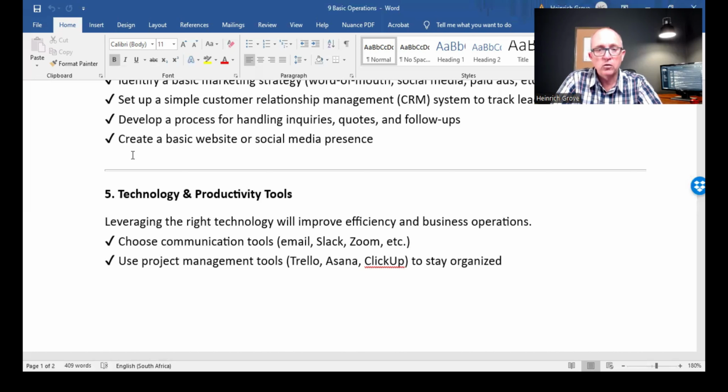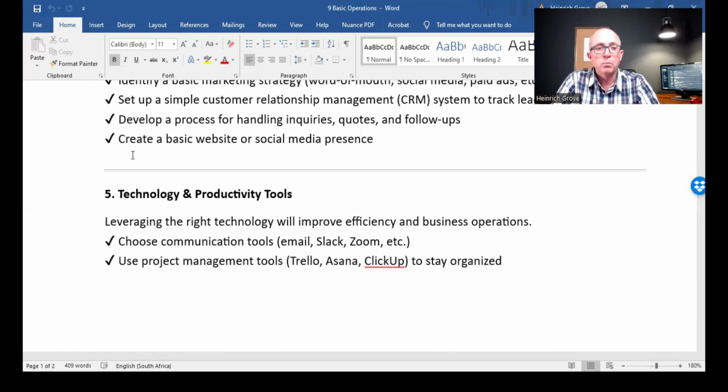Stuff like Slack and Zoom. Even use project management tools, Trello, Asana, ClickUp to stay organized. I'm in love with Trello. That's probably one of our go-to programs that we use inside our offices to manage tasks between all the different employees. So go check out all those things and go check on YouTube and see which programs you want to use for your business one day.